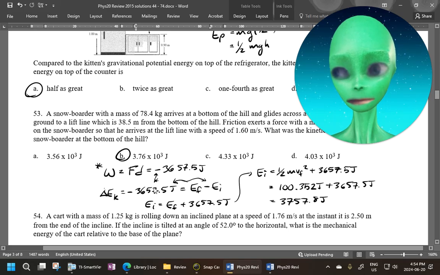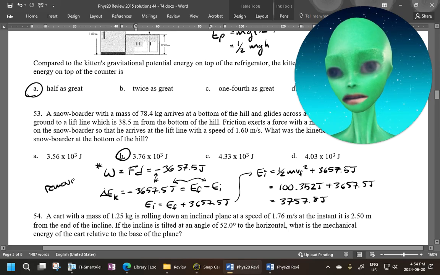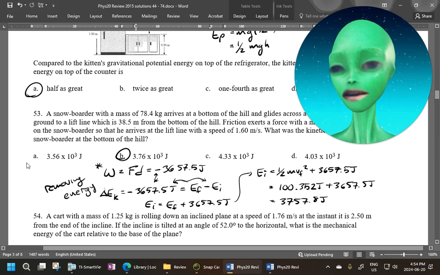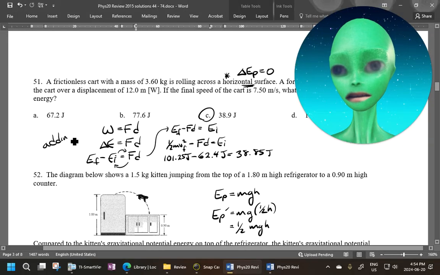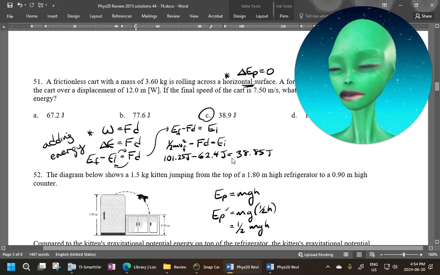So be very careful. One's adding energy. This is like, I'm going to put it right here, removing energy. All right, I'm going to go up here. This one's adding energy. So this is a positive number here, right?